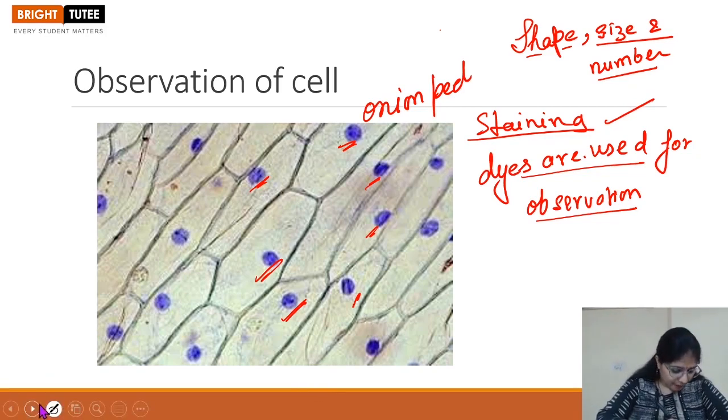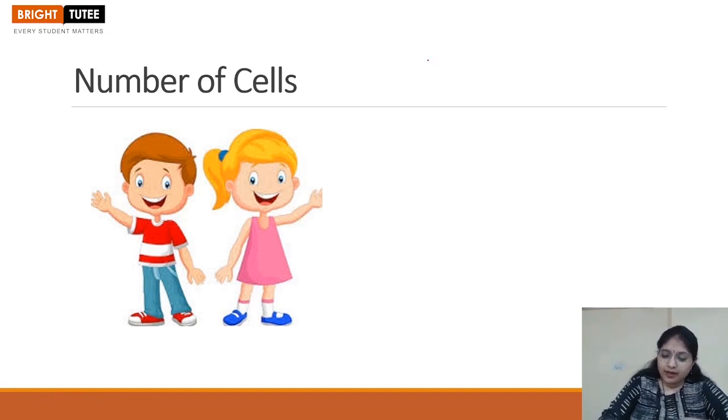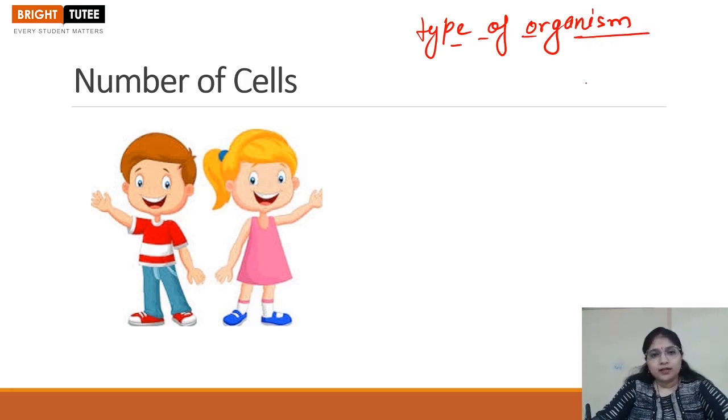Now, once we have understood this, let's talk about the number of cells. As we know, there are different organisms on our earth, and they vary in shapes and sizes. When we talk about the number of cells, it depends on the type of organism, right? What kind of organism are we looking at? And that's how we will see what the number of cells will be. If we compare the number of cells from the human body to any other organism, we will see there is a large difference between the two.